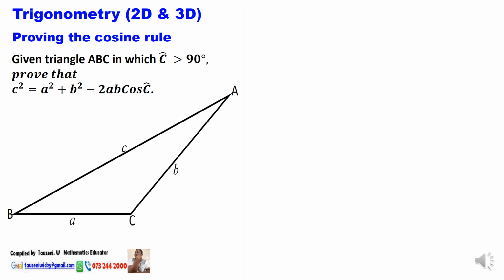Now, to do the proof, we start by doing some construction. We have to indicate the height of the triangle. If a triangle is obtuse angled, we can indicate the height outside the triangle. So draw a perpendicular height of the triangle and label it. In my diagram here, it is line AD. I'm going to label that one h.